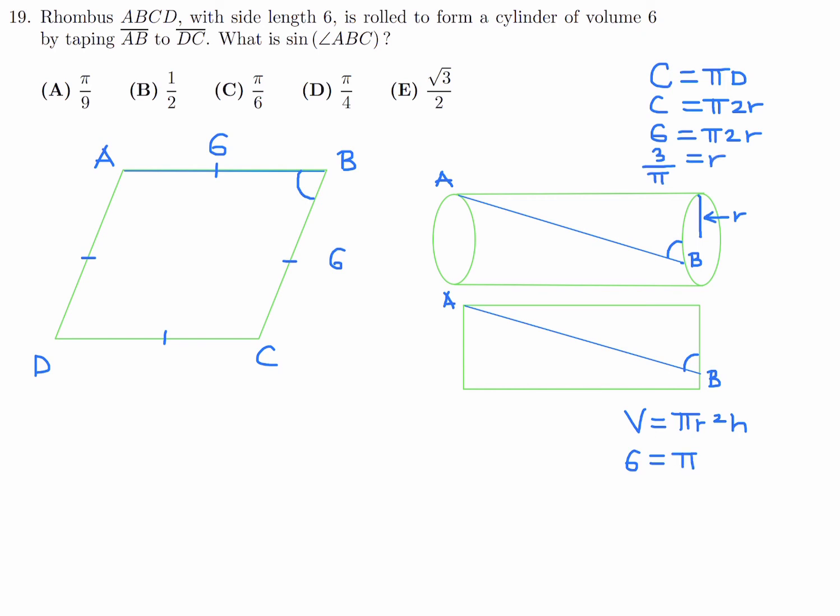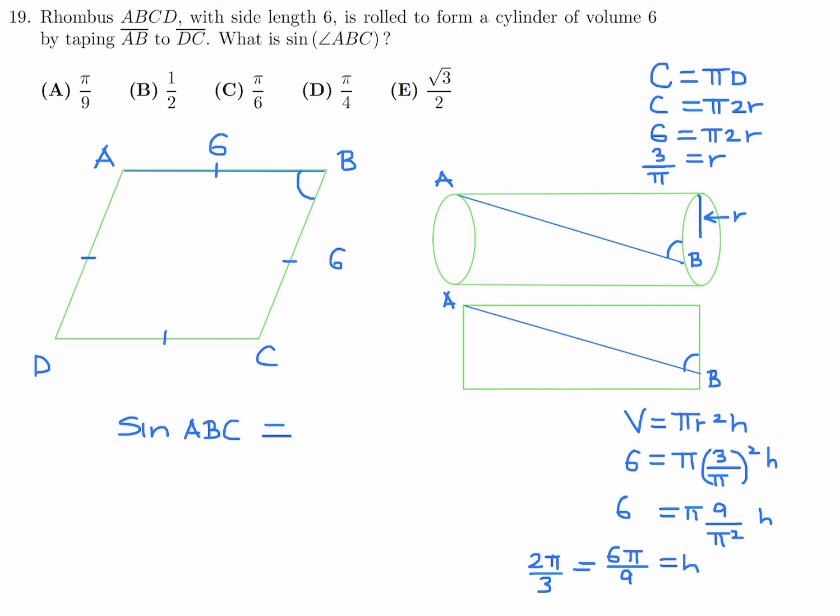Substitute that r into here. We get pi times 3 over pi all squared times h equals 6, and this allows me to solve for h. So that becomes 9 over pi times h equals 6, so h becomes 6 pi over 9. In lowest terms, dividing top and bottom by 3, you get 2 pi over 3. And that is the value for h. Now we get to the sine of ABC.